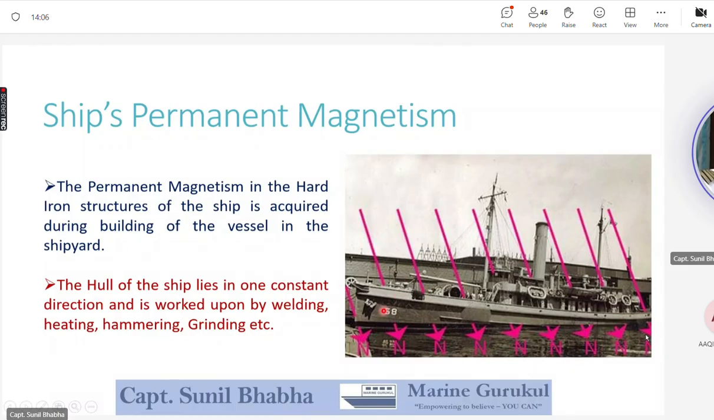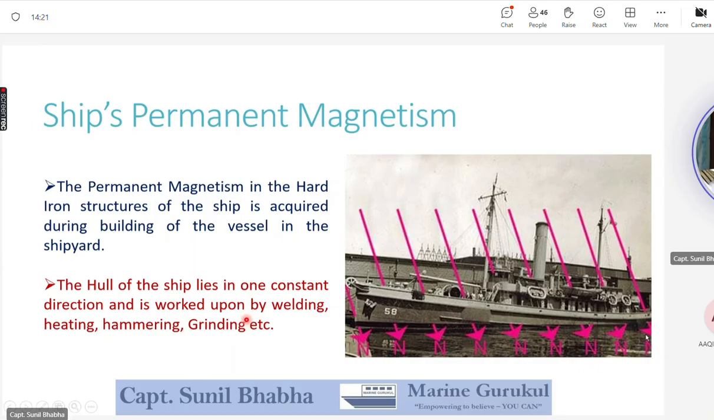So you can see the magnetic field lines are entering from the top deck of the ship, and they are leaving out from the keel of the ship. So the hull of the ship lies in one constant direction and is worked upon.